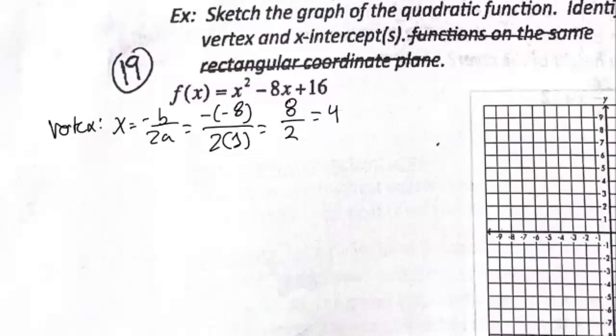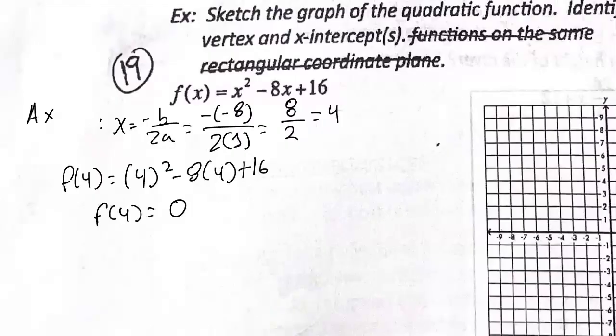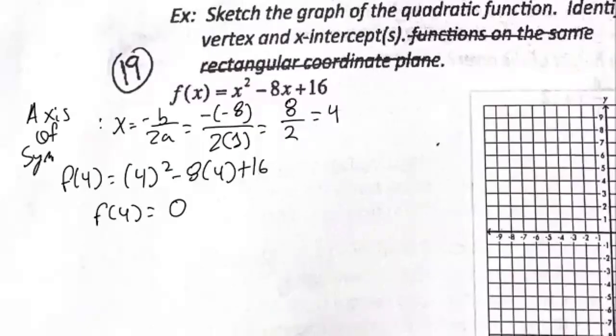So after doing all of that, all you gotta do is just plug it in. So f of 4 into my function: 4 squared minus 8 times 4 plus 16. Once you do all of that, you'll get 0. So that means, sorry, this should not be called the vertex. This is actually the axis of symmetry. Now, the last part is the vertex. So after plugging in 4, we get 4 comma 0.